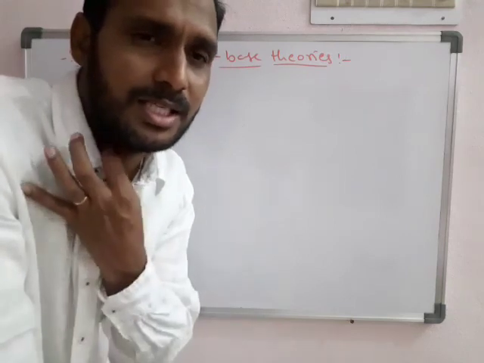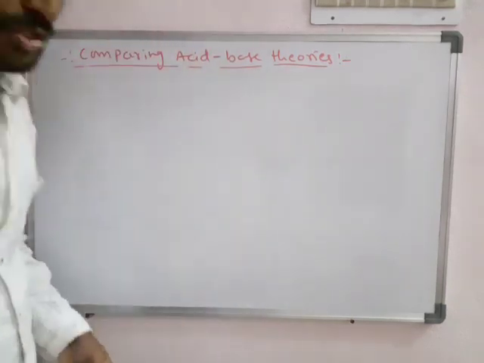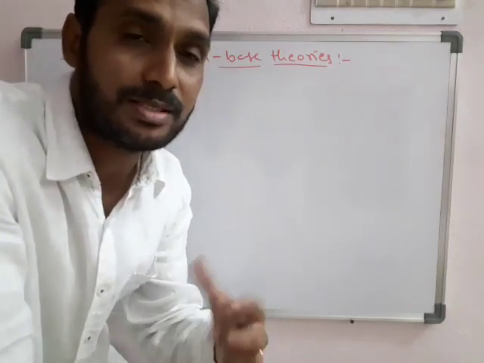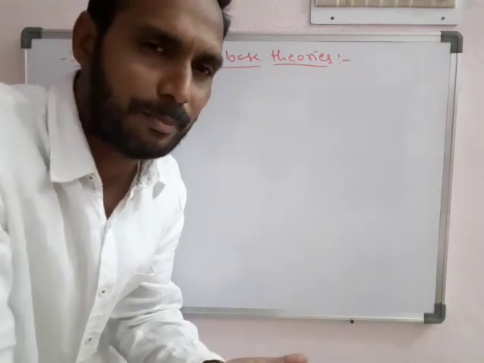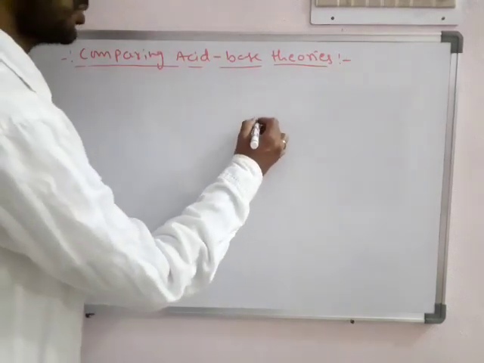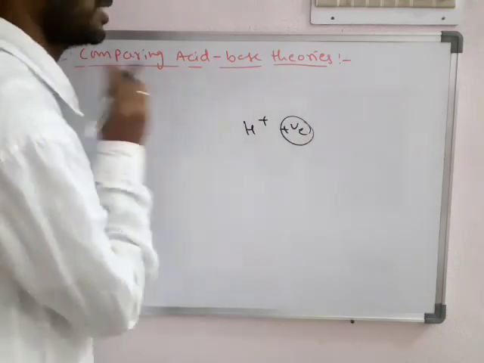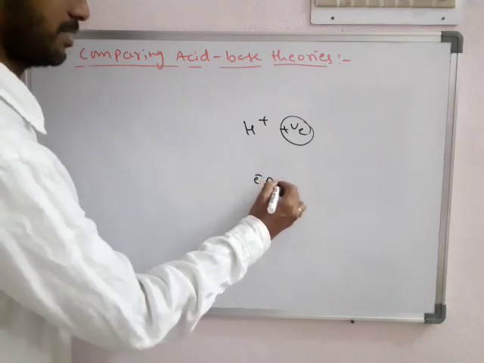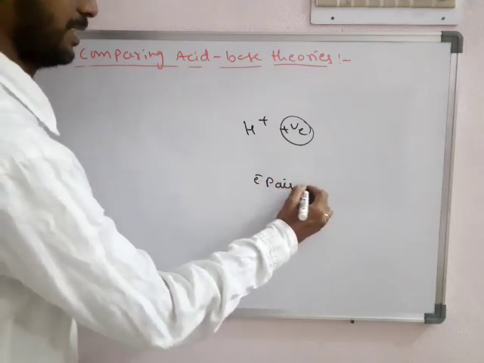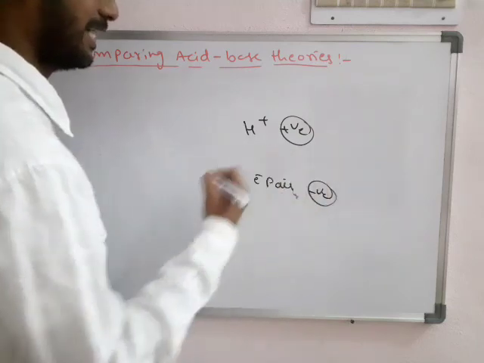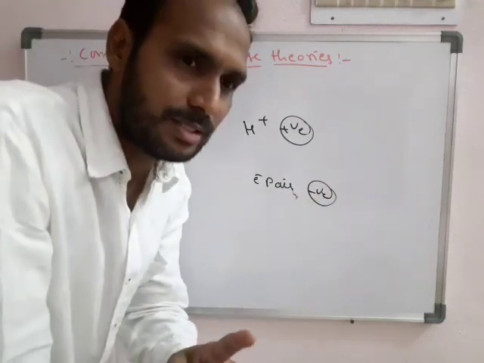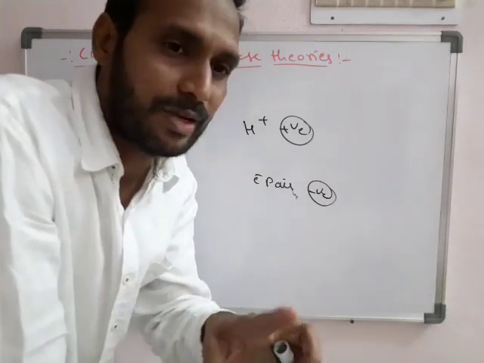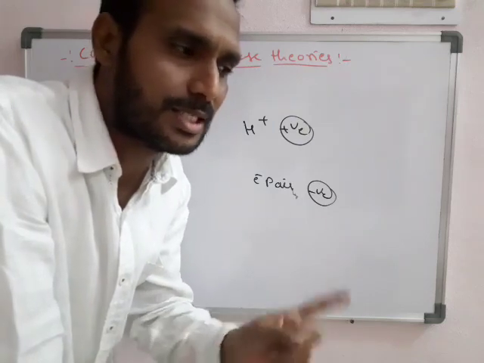Next, a simple thing we can say: all Bronsted acids are Lewis acids, and all Bronsted bases are also Lewis bases. Because Bronsted theory is in terms of H plus, that is, in terms of positive charge, whereas Lewis theory is based on electron pairs. Electron pair means negative charge. So Lewis theory explains acids and bases in terms of negative charge, whereas Bronsted theory explains acids and bases in terms of positive charge.